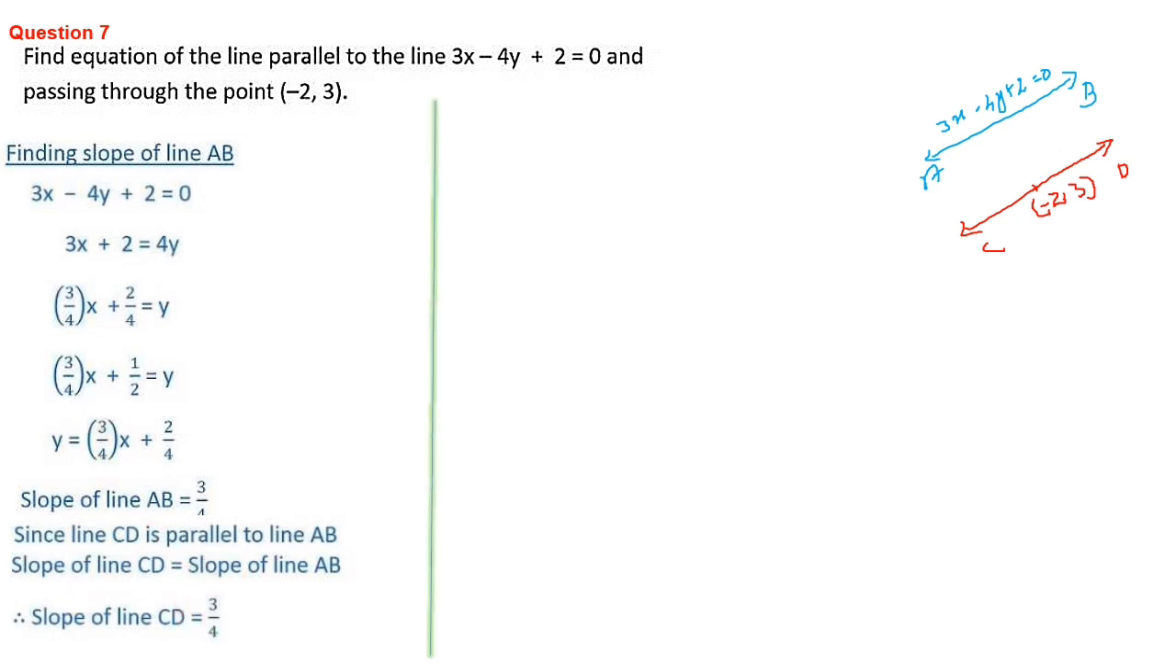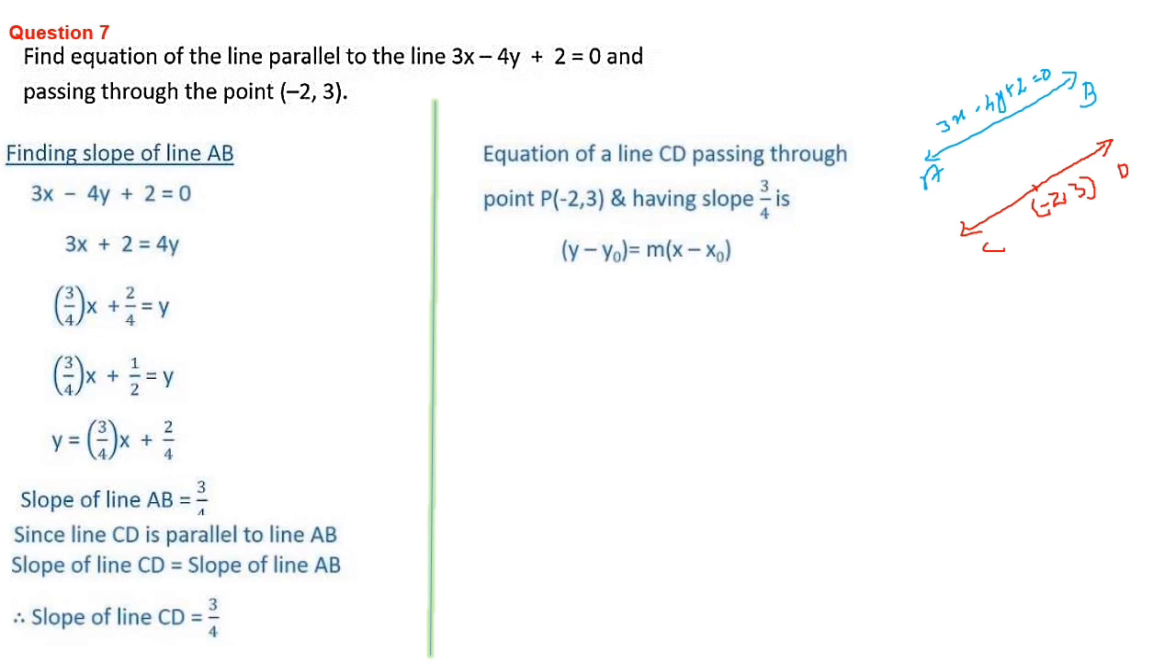Now we know the slope is 3 by 4 and there is a point also. So by using the point slope form, y minus y0 is equal to m into x minus x0, that is our equation. So y minus y0, which is 3, is equal to m, that is 3 by 4, into x minus x0. x0 is minus 2. So let's cross multiply it. 4 into y minus 3 is equal to 3 into x plus 2. 4y minus 4 into 3, which is minus 12, is equal to 3x plus 3 into 2, which is 6.